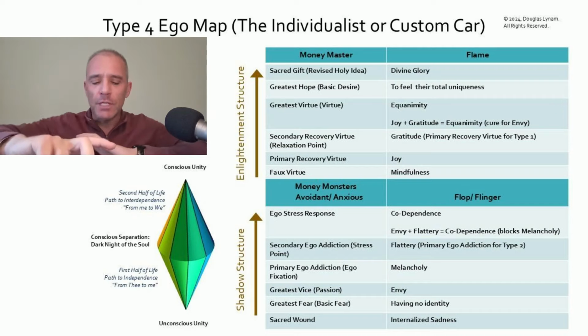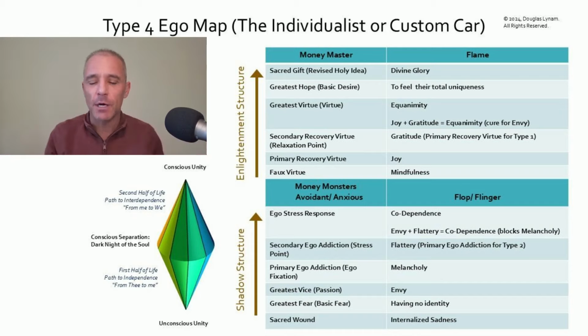So for the type 4, now we move into the secondary recovery virtue for them, which is gratitude. Gratitude is what is going to anchor them even further, helping overcome that melancholy and that sense of envy at others, because they're grateful for what they have and they aren't always comparing themselves to the rest of the world and reacting in opposition to whatever is going on around them.